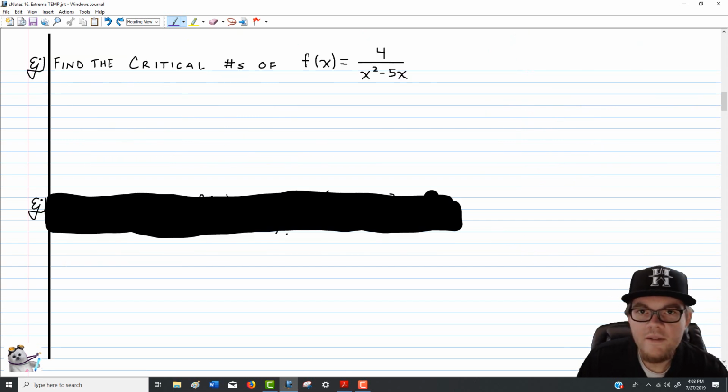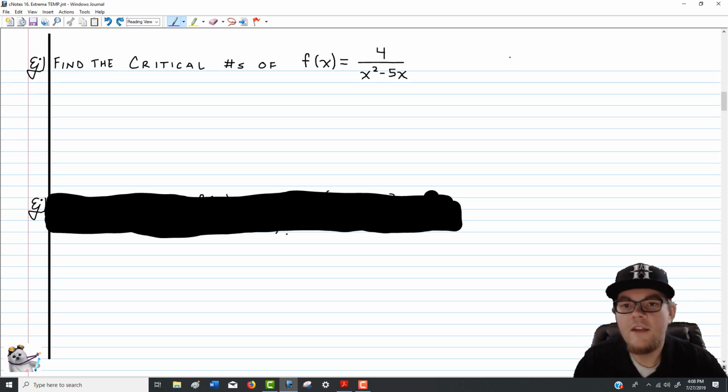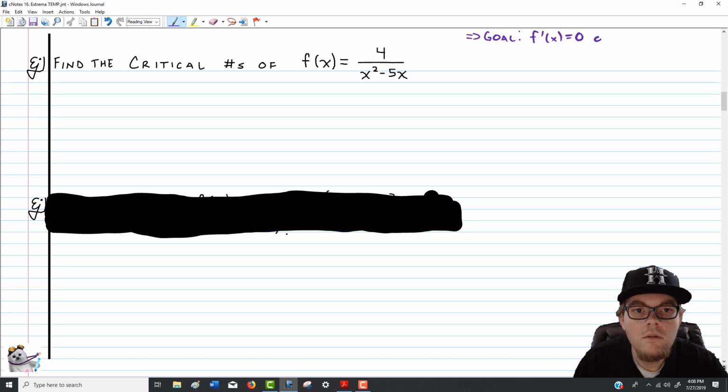So with that said, let's practice the actual technique. Very often you're going to be asked to find those critical numbers, and the nice thing is that this is just a nice application of the work we've done in the past with differentiating. Our first example asks you to find the critical numbers of f of x equals 4 over x squared minus 5x. As you hear that, you should realize your goal is to figure out where f prime of x equals 0 or is undefined.